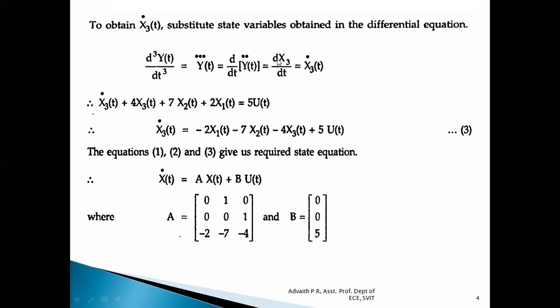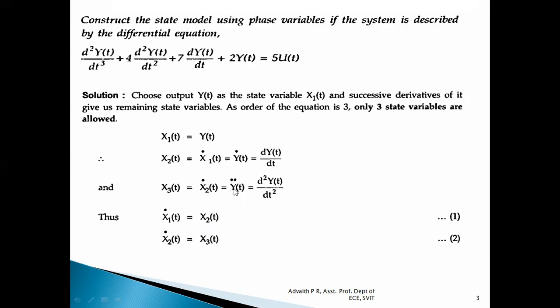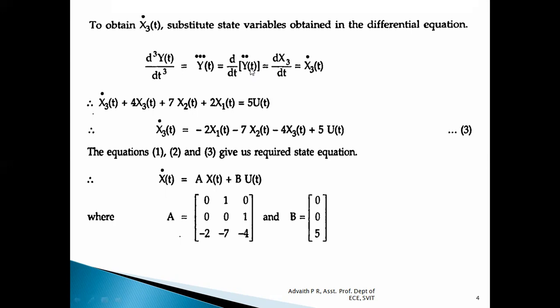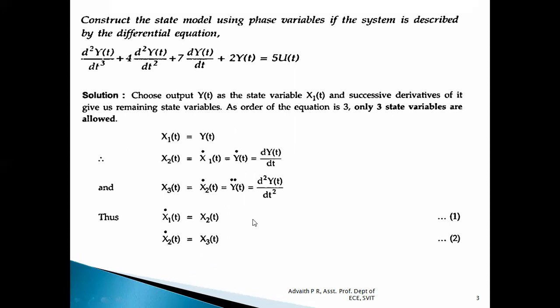The reason we have written dx3 divided by dt is that d square y by dt square is nothing but x3 of t. The same thing is being substituted here. So in place of d square y by dt square, we have written dx3 by dt. This dx3 by dt can also be represented as x3 dot of t. So this is one more way of representation. Now, if we observe, d cube y by dt cube is nothing but x3 dot of t. d square y by dt square is nothing but x3 of t, which is nothing but x2 dot of t. dy by dt is nothing but x1 dot of t, and y of t is nothing but x1 of t.